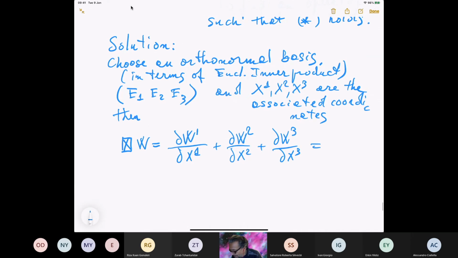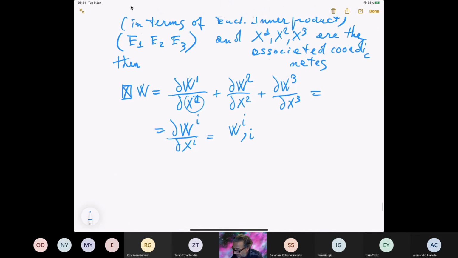Now look how elegant it is. This is a contravariant component derived, therefore it is a covariant. So we can write W^i d over dx^i, or if you prefer W^i comma i, if this means the derivative. And this is called the divergence operator.